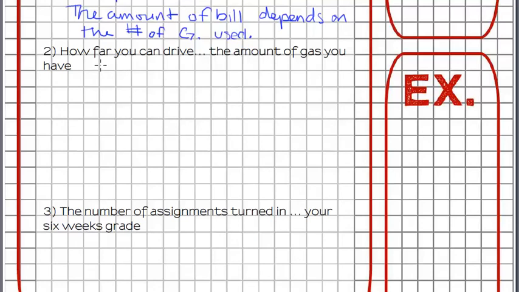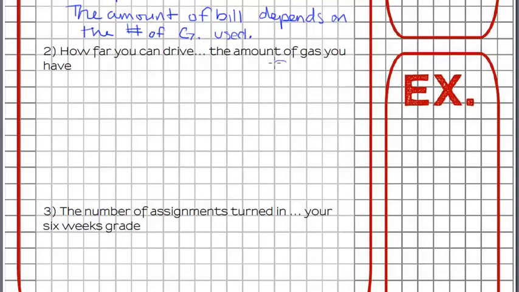One way I could say is, let me be very careful on how I say this, how far I drive causes there to be less gas in the tank. But that's not quite what this says. This says how far you can drive and the amount of gas you have. So if there is more gas in the tank, then I can drive further. If there is less gas in the tank, then I cannot drive as far. So as you can see, the cause of how far you can drive is the amount of gas you have.